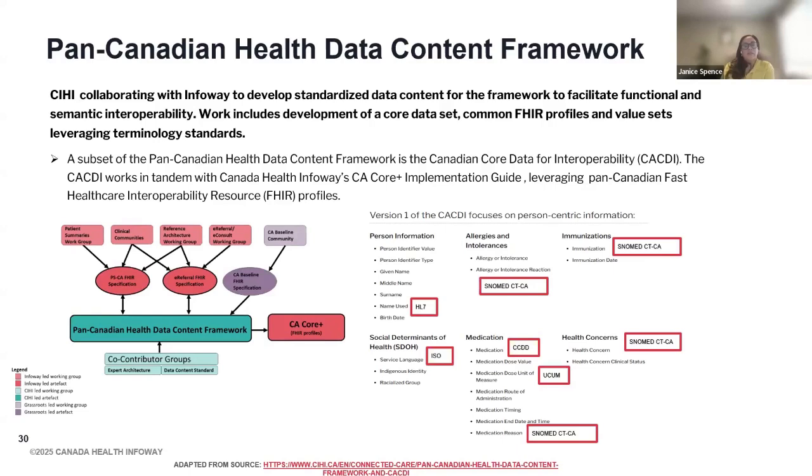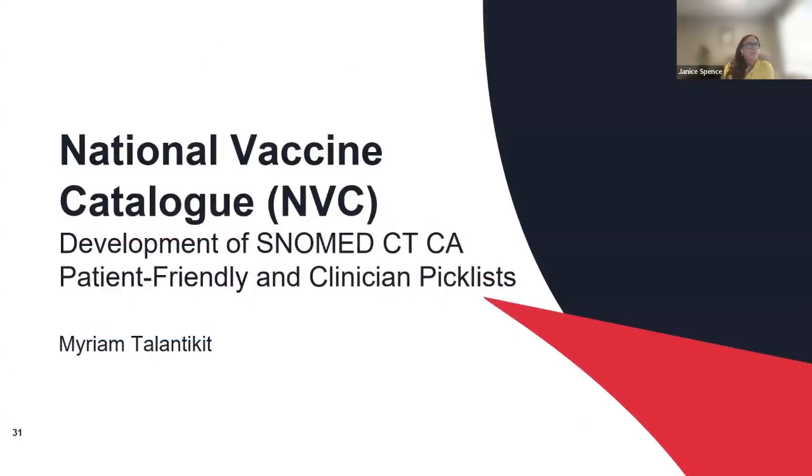And this is just a view into the types of terminologies that would have applied to the various data elements through the value set development work. And more work will continue as part of the CACDI version 2. And we've also shared information in the useful links section of the slides for you to go and take a deeper dive into these as well. So I'd like to pass it on to Myriam, who's going to just do an overview of the National Vaccine Catalog and how they've actually applied terminology standards.